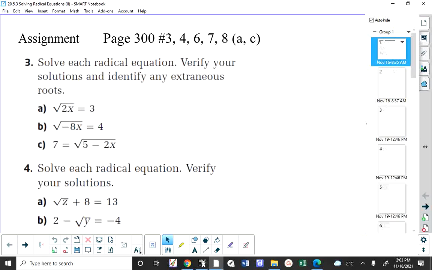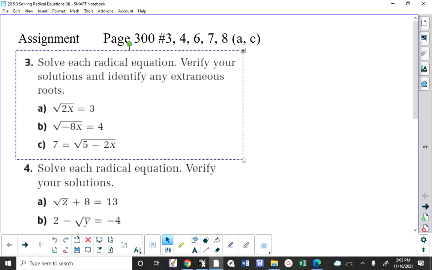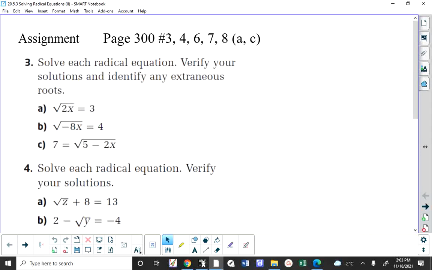Because sometimes, for some reason, and I think some of you have figured out why it happens, you get an answer by using legitimate mathematical steps, and that answer is just not correct because it doesn't make the original equation true.